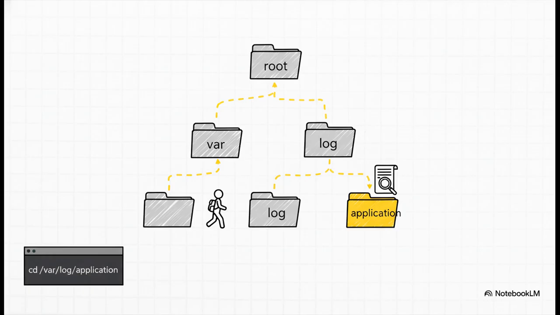Now, we happen to know, maybe from some documentation, that the application logs, which are our first set of clues, live over in /var/log/application. So how do we get there? We use the cd command for change directory. We type it in, and just like that, we've teleported right to where the action is.